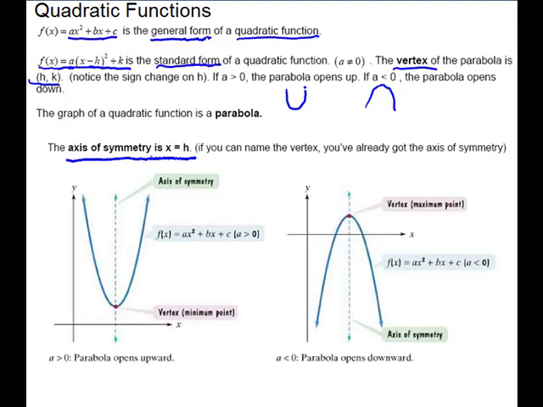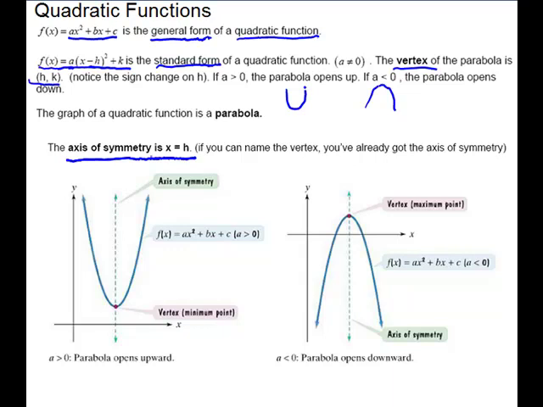We have another term with parabolas, and that is the axis of symmetry. This goes through the vertex. The parabola flips across it because parabolas are symmetric. So if you know the vertex, then the line of symmetry is x equals h, your first coordinate of that vertex. So it will be that vertical line.